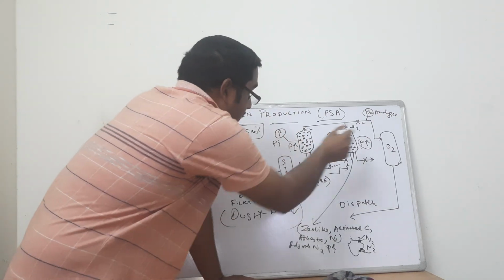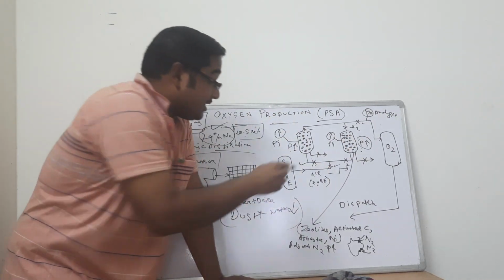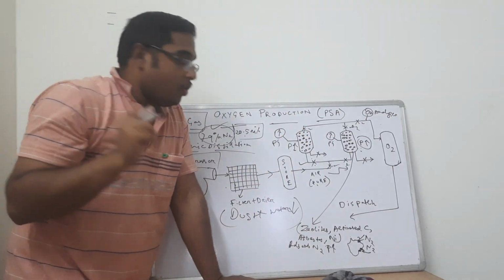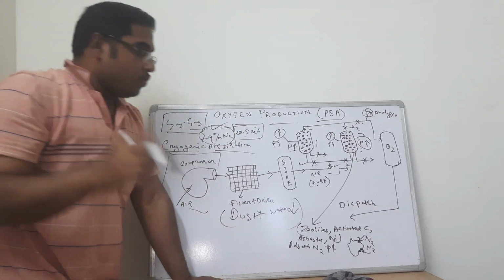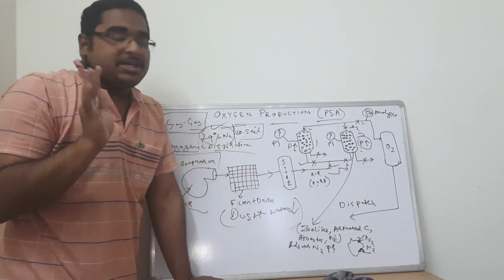In the desorption cycle of this column, this pressure is kept high so that adsorption takes place in this particular column, column 1, let us say. This is column 2. When column 2 is undergoing desorption, my friends, column 1 is undergoing adsorption.